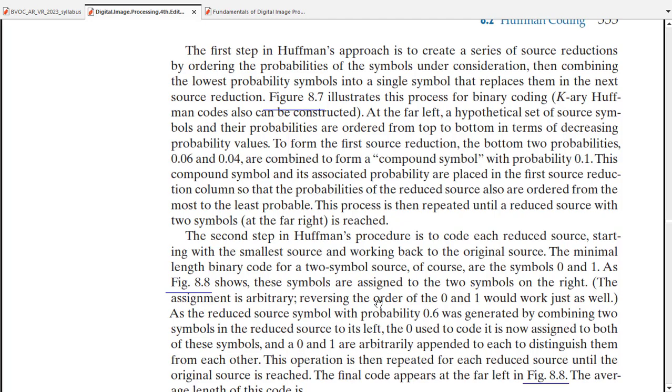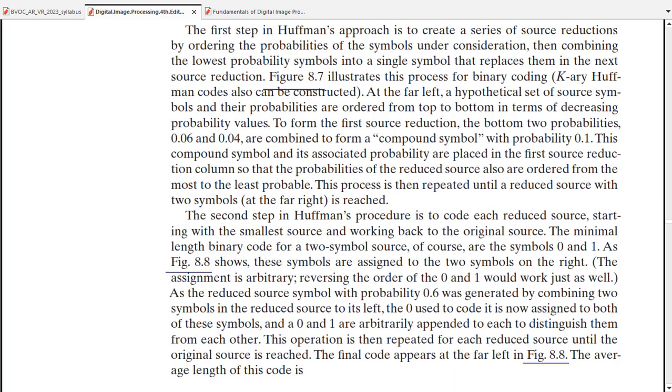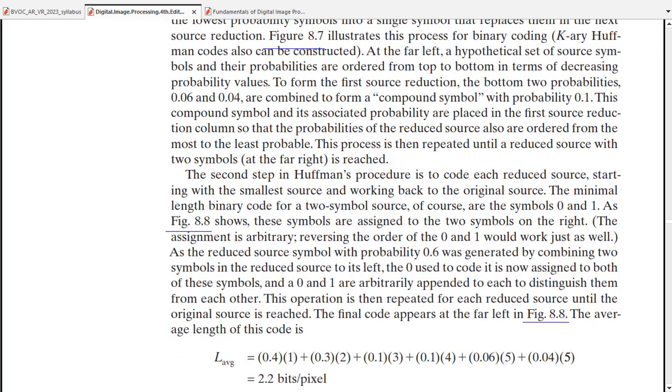So what is the main approach of this Huffman code? We come to source reduction by ordering the probabilities of the symbols under consideration, and combining the lowest probability symbols. In this figure, we construct the Huffman code for a hypothetical set of source symbols. The bottom two probabilities, 0.06 and 0.04, are combined to form a compound symbol of probability 0.1. The compound symbol and its probability are placed in the first source reduction column so that the probabilities of the reduced source are also ordered from the most to the least probable.